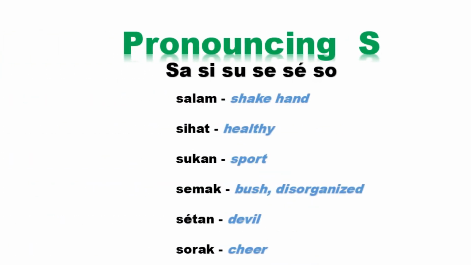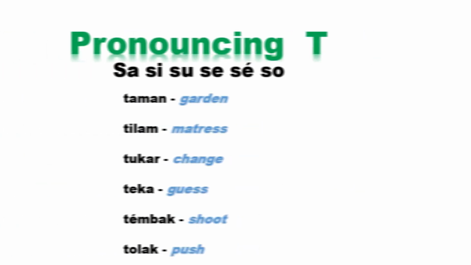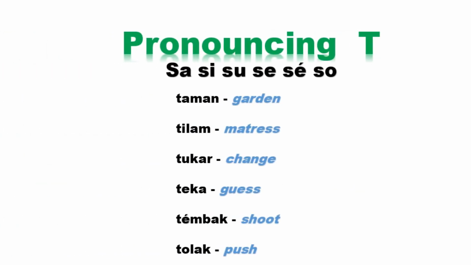Pronouncing S. For S, sa, si, su, se, so. Salam, sihat, sukan, semak, setan, sorak. Pronouncing T. For T, ta, ti, tu, te, to. Taman, tilam, tukar, teka, tembak, tolak.